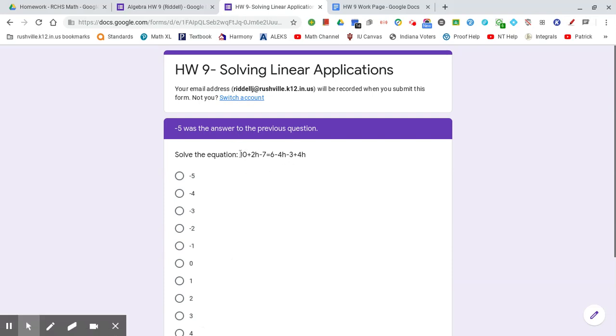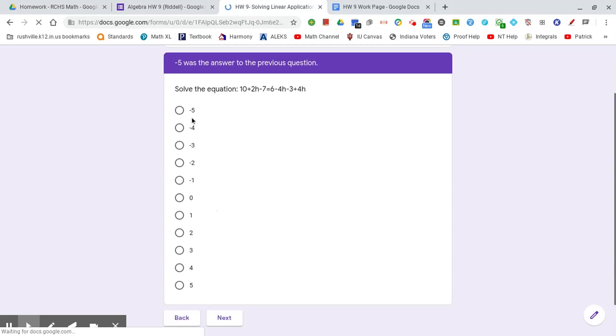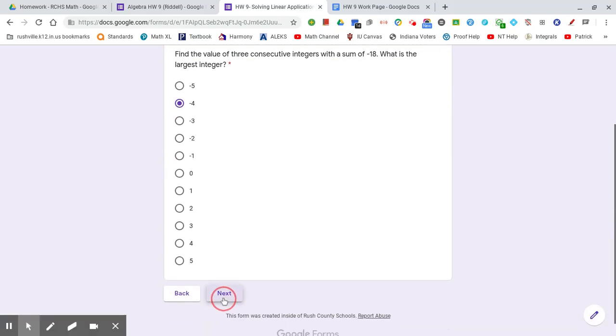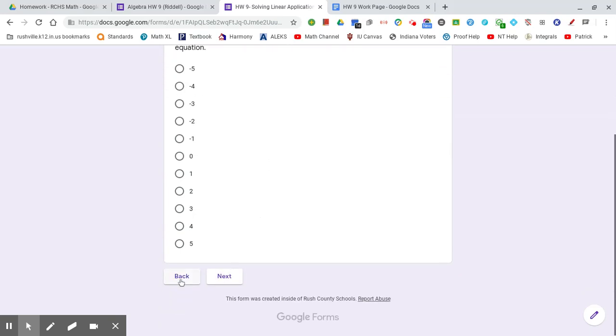Then on the Google form, it's going to give me my next question. So it says -5 was the answer to the previous question. Had I chosen something else, had I chosen -4 and then hit next, notice it now says -4 was the answer to the previous question, and it takes me to a different next question.